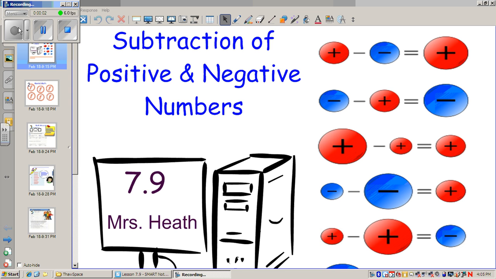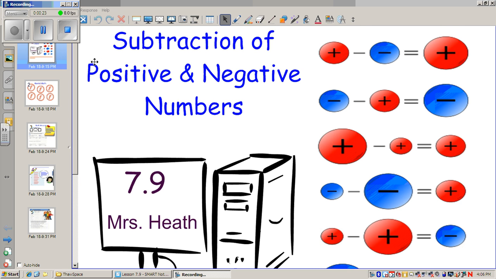Welcome to lesson 7.9 on subtraction of positive and negative numbers. This is the part where I said it gets a little bit trickier, especially when you have two negatives, because they become a positive, which seems really strange, I know. But as we go through the lesson, hopefully it will make a little bit more sense to you.